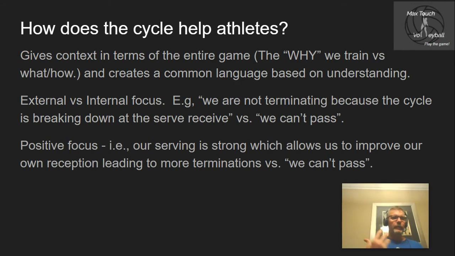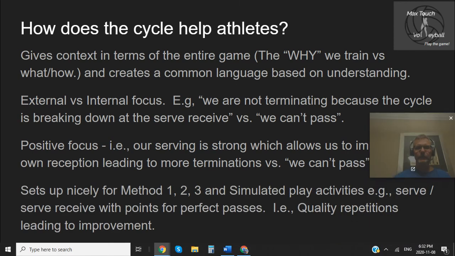It turns things around into a very positive light, and it allows us to take advantage of our strengths, like say if we're a strong serving team, and saying we can take advantage of that so we can become better passers versus we just can't pass. Finally, it sets up nicely for method 1, 2, 3, and simulated play activities, which I'll look at in a later video.